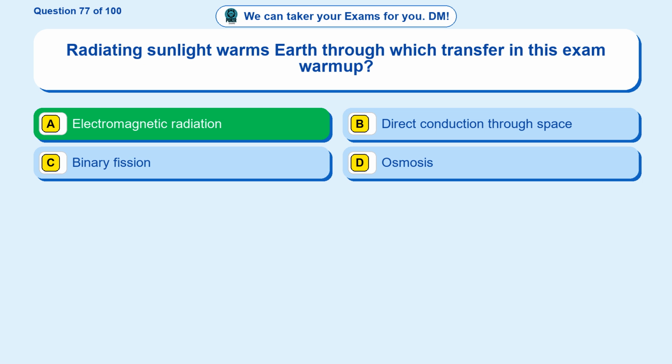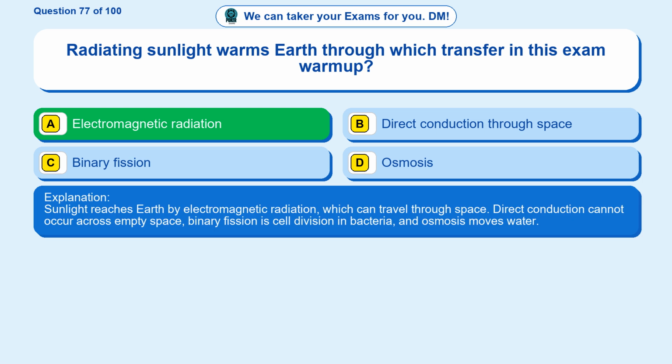Electromagnetic radiation. Sunlight reaches Earth by electromagnetic radiation, which can travel through space. Direct conduction cannot occur across empty space, binary fission is cell division in bacteria, and osmosis moves water.